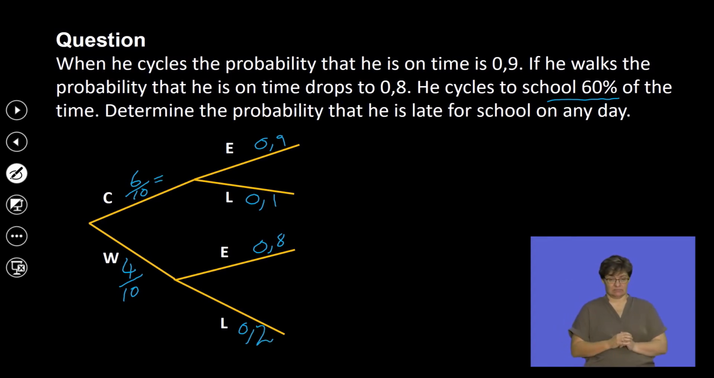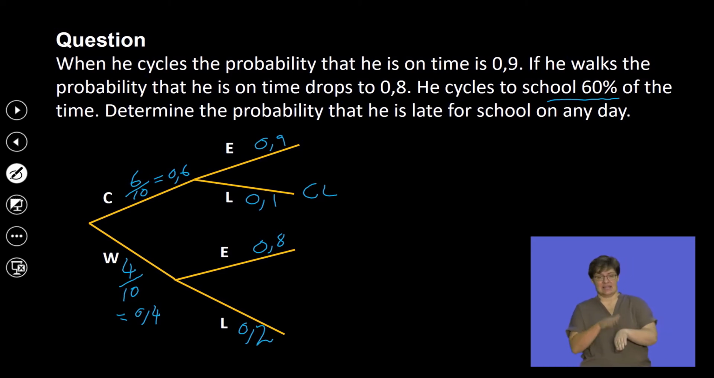I could change that to 0.6, and this one I can change to 0.4 if I don't want to have the fraction. So what we need to recognize is that we have to determine the probability that he is late for school on any day. So if he cycles, it's not every time that he cycles, it's 60%, and of the 60%, he is late 0.1. So to get the cycling and being late, we're going to have to multiply those two probabilities together. So we're going to say it's the cycling and being late.